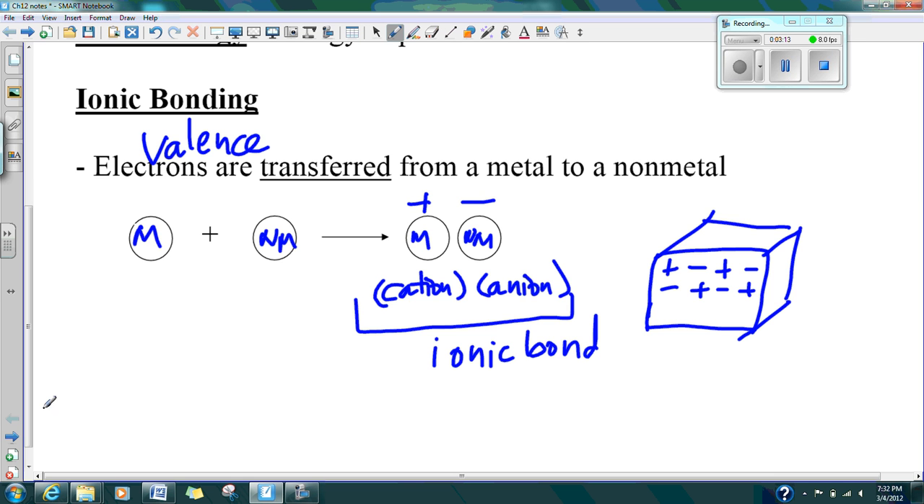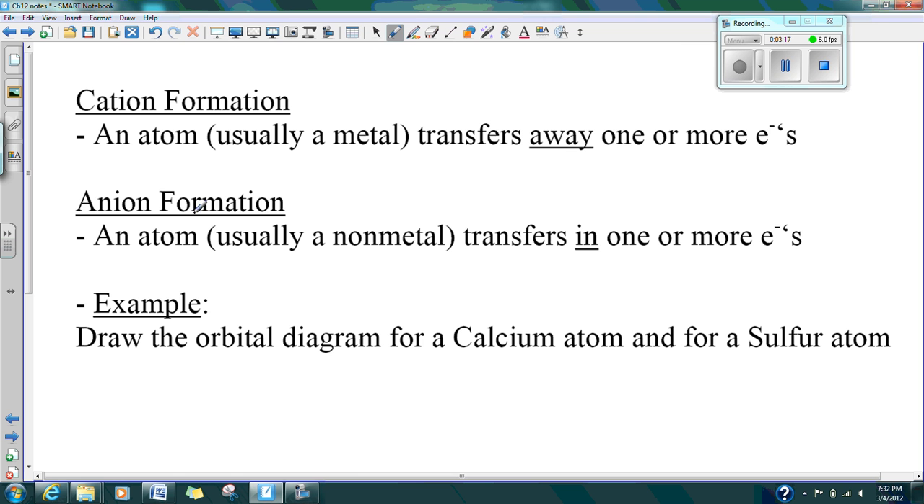Okay, so if we talk about how this happens, the cation that I just mentioned, an atom is usually a metal, transfers away one or more electrons. So if we take a look at potassium, potassium needs to get a +1 charge to become a noble gas configuration. So it loses one electron. Or if you take a look at aluminum, you would say, oh, it's aluminum +3. So that means it's lost 3 electrons.